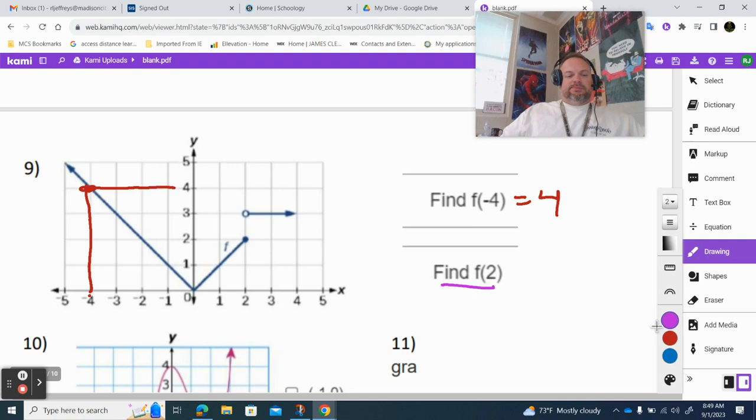F of 2. Okay, go over to 2. 1, 2. Okay, and we go up. Now, there's 2 points. One's open, one's closed. Which one do we go to? The closed one, yes. And that y value is 2.